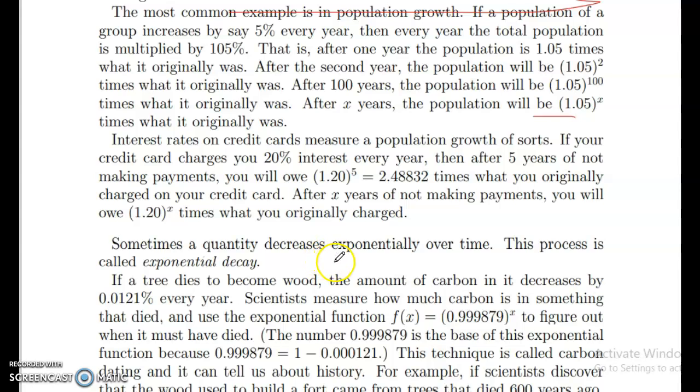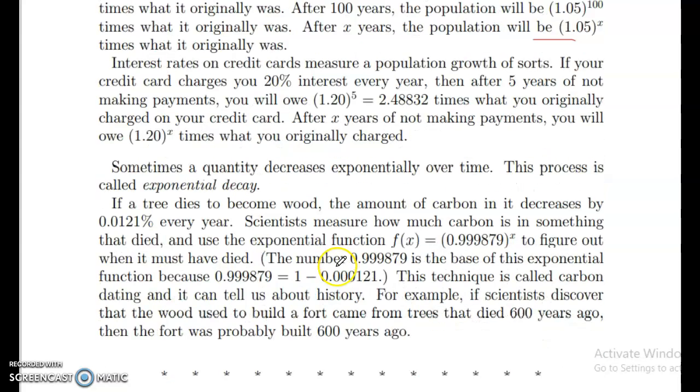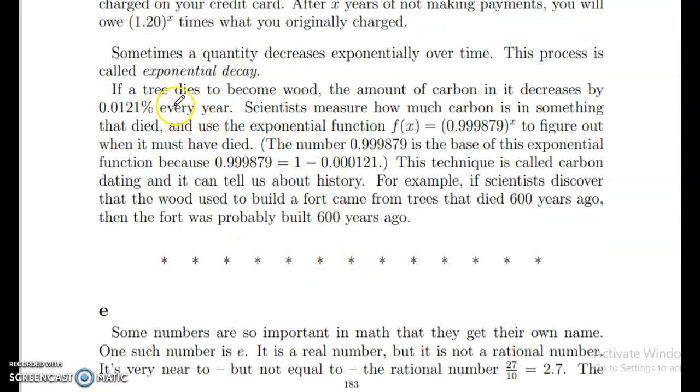Sometimes the quantity decreases exponentially over time. The process is called exponential decay. If a tree dies to become wood, the amount of carbon in it decreases by 0.0121 every year. Scientists measure how much carbon is in something that died, and they use the exponential function f of x equals 0.999879 to the power x to figure out when it must have died.